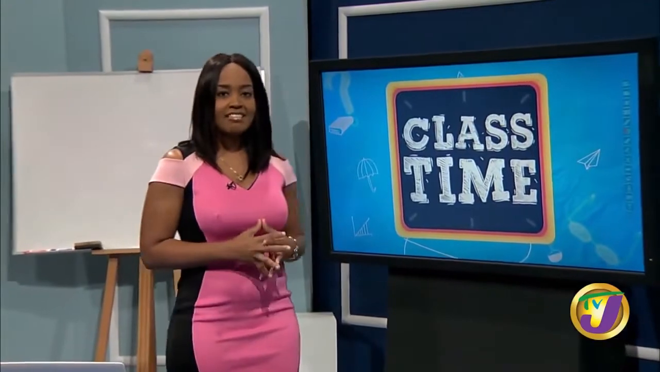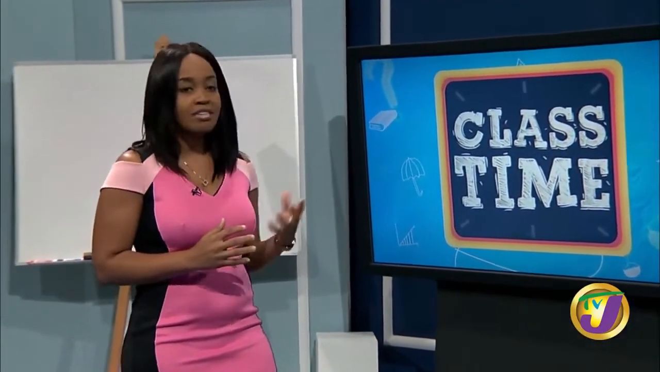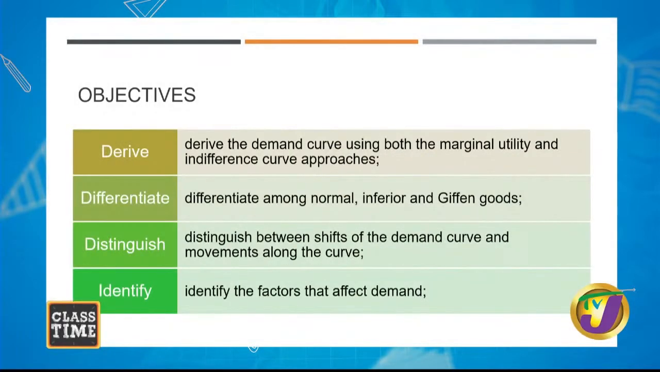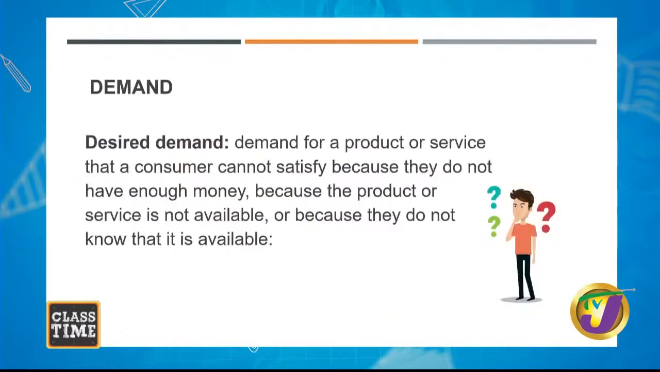Now, for today's lesson, our objectives include to explain the concept of utility, the law of diminishing marginal utility. We will be looking at explaining equilibrium using the marginal utility approach. We will derive the demand curve using the marginal utility approach, differentiate between different types of goods, and we will look at the demand curve. What is the demand curve, the shifts of the demand curve, as well as the movements along the demand curve.